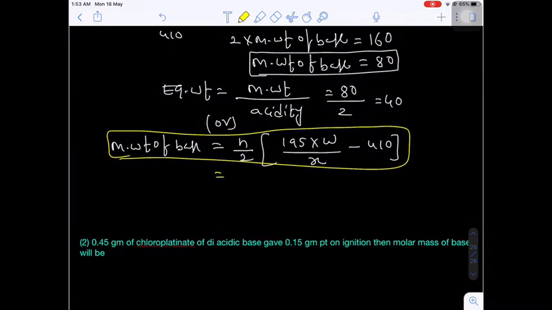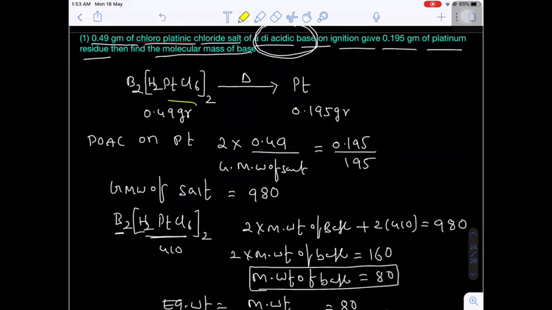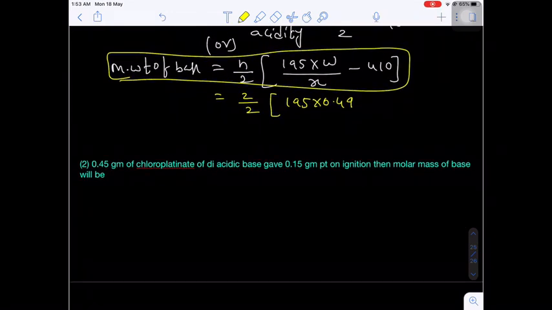What is the acidity here? 2 by 2, 195. What is the weight of the salt given to you? 0.94. And the platinum weight given to you is 0.195, divided by 0.195, minus 410. So the answer will be 80. Molecular weight will be how much? 80. Are you getting my point?